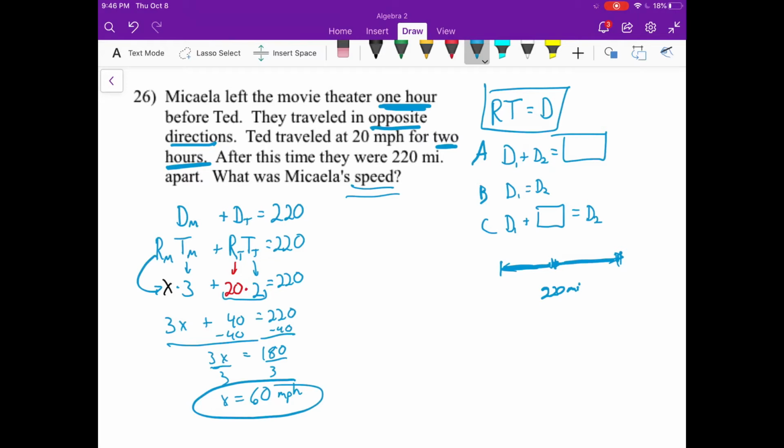So there's our first one. In this case, it wasn't too difficult. We realized that the distances fit this situation. We knew a lot of our things, our rates and times. We only didn't know Michaela's rate, and that's what we found.